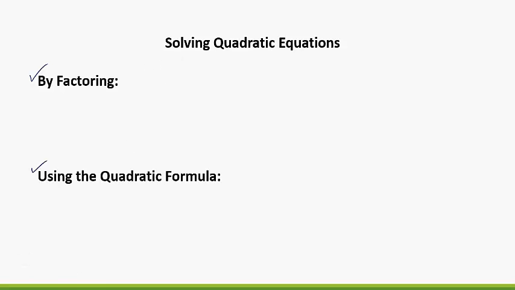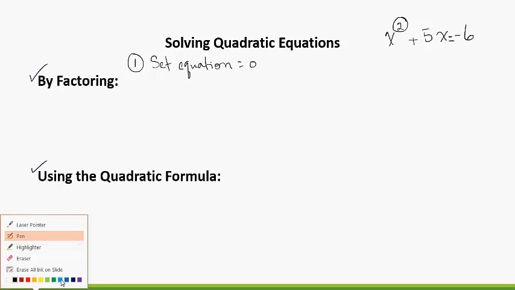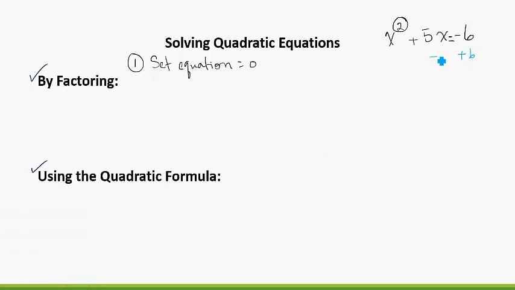When you're solving a quadratic equation by factoring, the first thing you want to do is set your equation equal to 0. So for example, if your equation was x squared plus 5x equals negative 6. This is a quadratic equation. The largest exponent is a 2, and it has an equal sign, so it's no longer an expression, it's an equation. The first thing we want to do is set this equation equal to 0. So I need to add 6 to both sides. And when I do that, I get x squared plus 5x plus 6 equals 0. And notice I'm not combining any of these because these are not like terms.